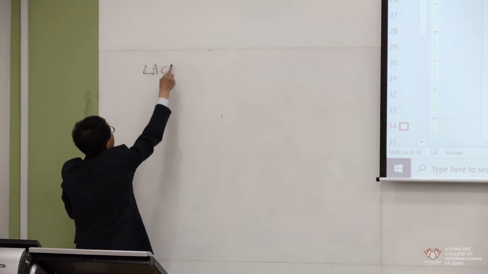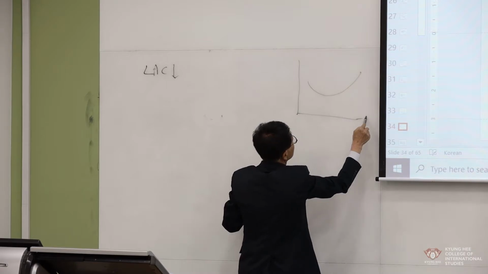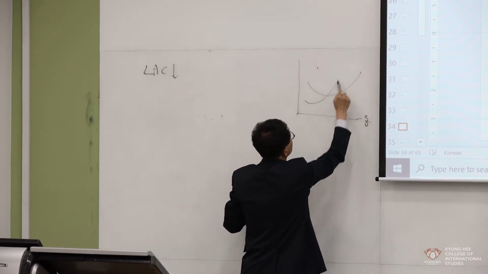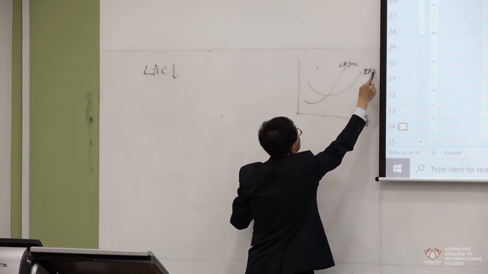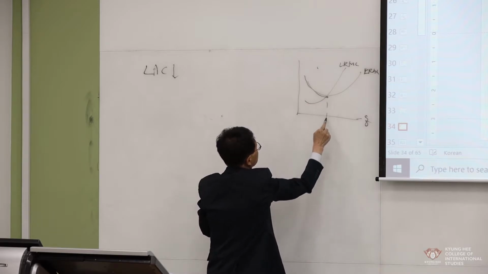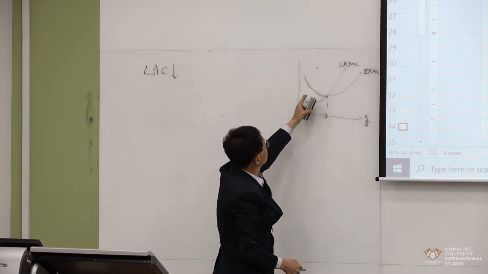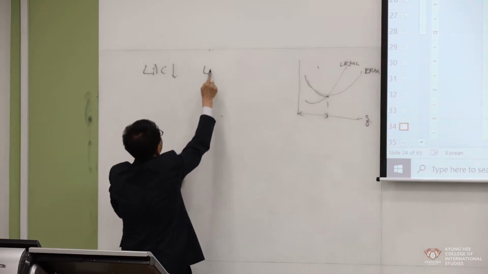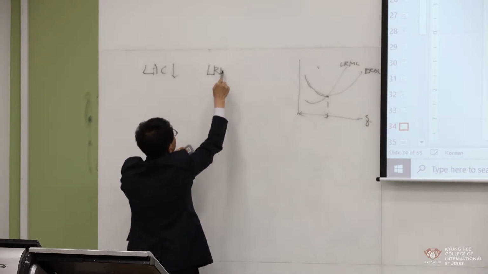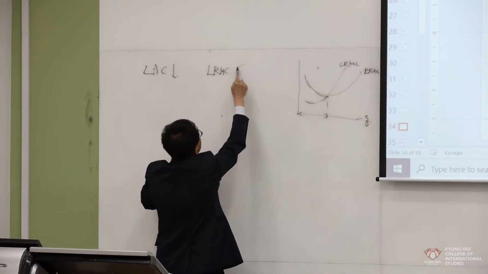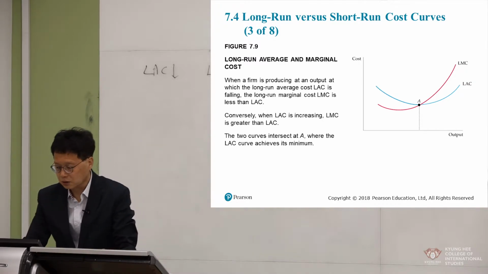So, long run average cost falling. For example, that is long run marginal cost, and that is long run average cost. When long run average cost is falling, then what happens? That happens when you produce from 0 to this unit. Here, long run average cost is greater than long run marginal cost; long run marginal cost is smaller than long run average cost. Okay? This one is explained here.